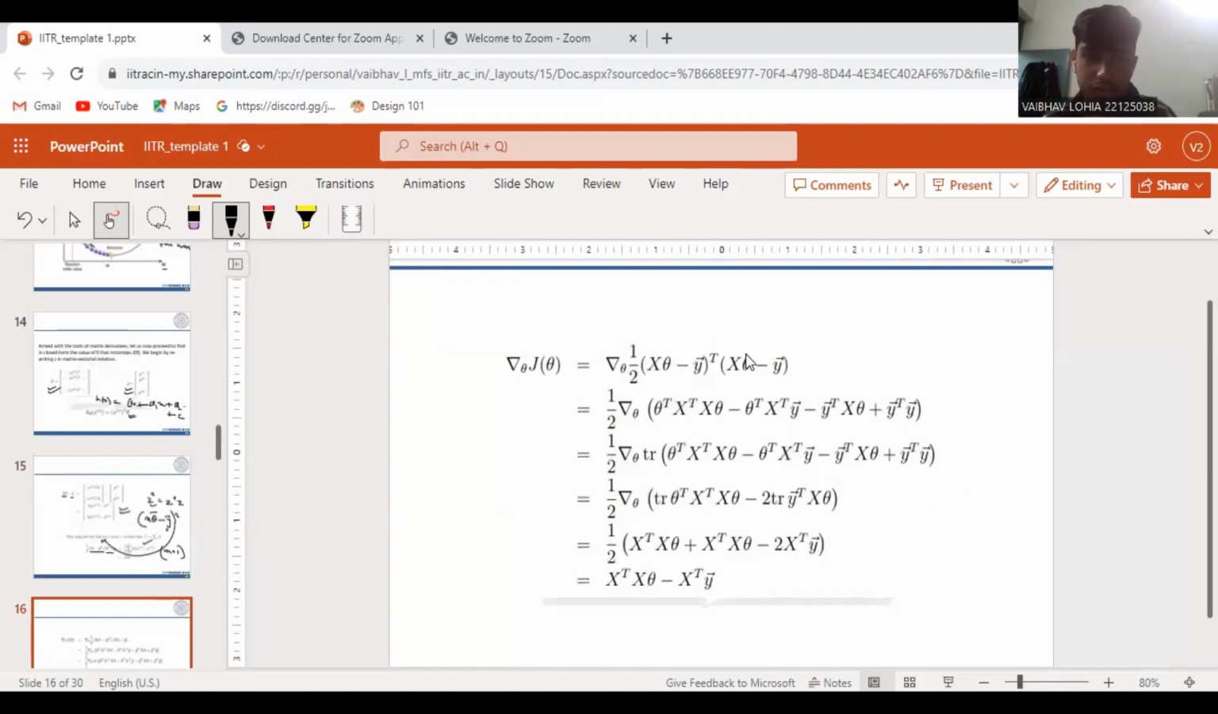Taking the gradient of the cost function, first we take the transpose of the whole equation and then multiply it with this part. We get this.